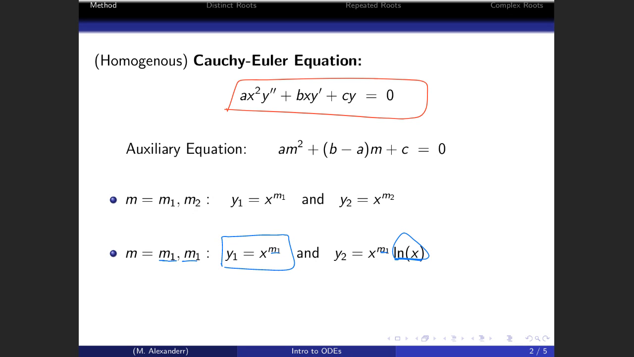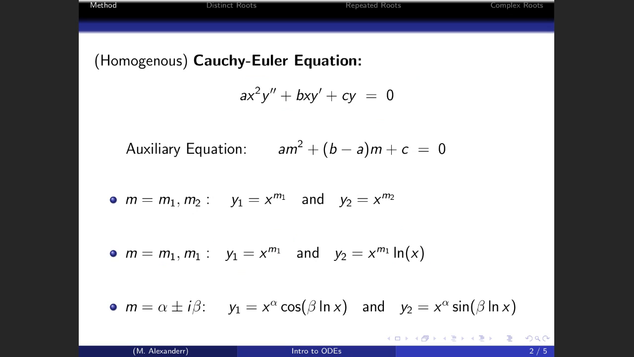And now we have one more case where we get from the quadratic formula. So sometimes we get that the m numbers are going to be two complex numbers. It's going to be alpha plus i beta and alpha minus i beta. But we have to identify the alpha and the beta. And so these are complex numbers.